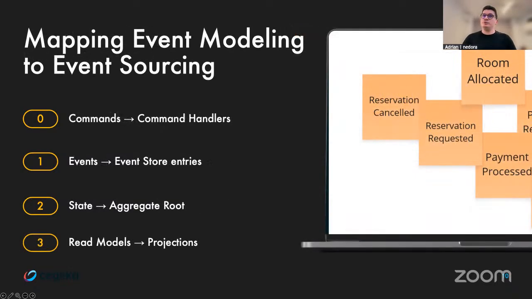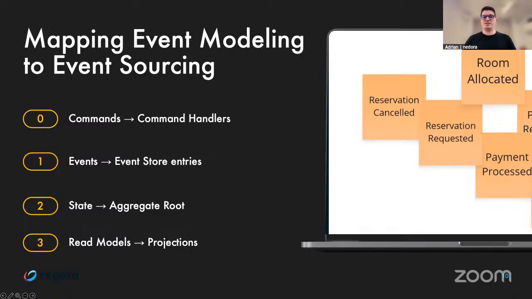So how do we use event modeling in event sourcing? We have defined the events in our previous slides. So there's a straightforward mapping in here. Commands usually become a command and command handler in the code. And the events become entries in an event store. The state we actually care about becomes the aggregate root, and the read models in the diagram become projections or views that the system maintains.